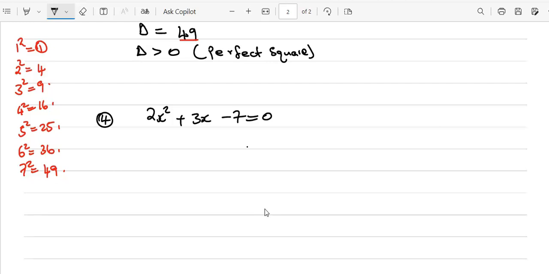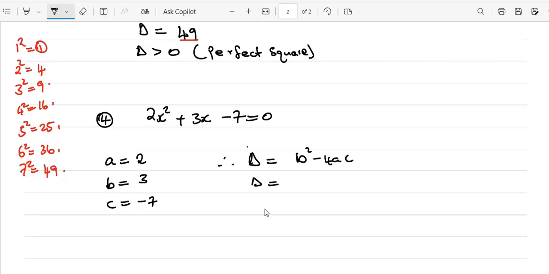Remember, when you work on a maths problem, you need to make sure that you follow all the steps. The first step is to identify the values of a, b, and c so that you don't make any mistakes. The value of a is 2, which is the coefficient of x squared. The value of b is 3, and the value of c is minus 7. Therefore, the discriminant will be equal to b squared minus 4ac. The discriminant is equal to 3 squared minus 4 times 2 times minus 7.